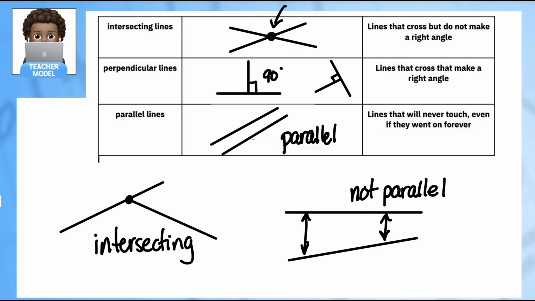And these are some of the symbols that you're going to see as you get older. When you're in high school and do geometry, you're going to see these same types of lines. But let's go into angles now.